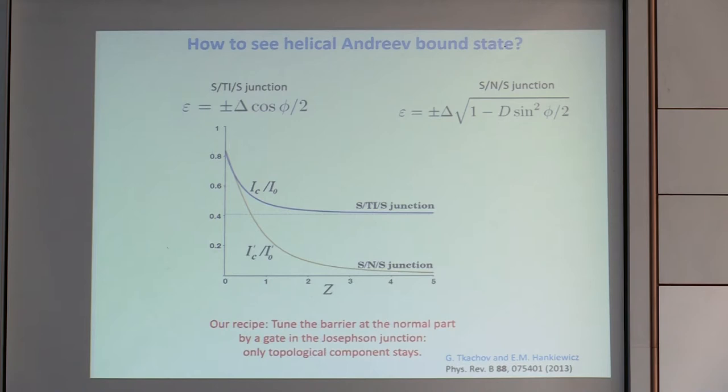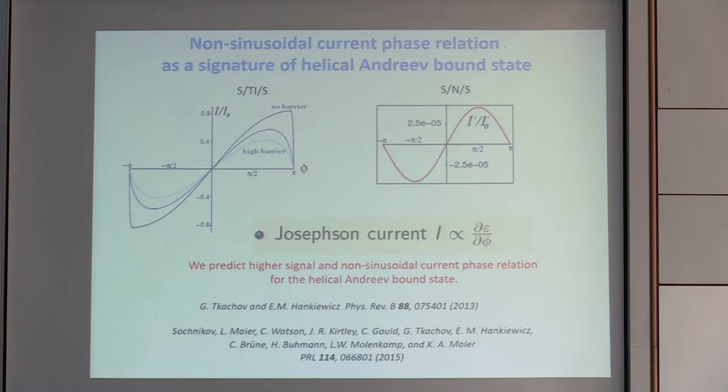Okay, but there is also another way, which might be more subtle if you want: actually looking at the non-sinusoidal current phase relation. So this is the supercurrent as a function of phase for the superconducting TI superconducting junction and also for the superconductor normal superconductor junction. And again, the skewness, which I guess was also mentioned on Monday, actually depends on the property of the barrier. So once again, with the barrier, the skewness is much more visible in the superconducting TI superconducting junction than in the situation of an SNS junction.